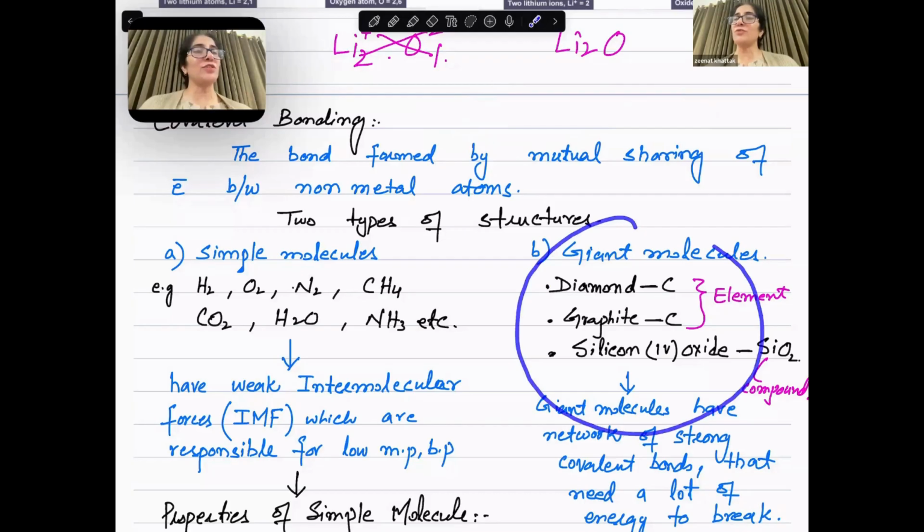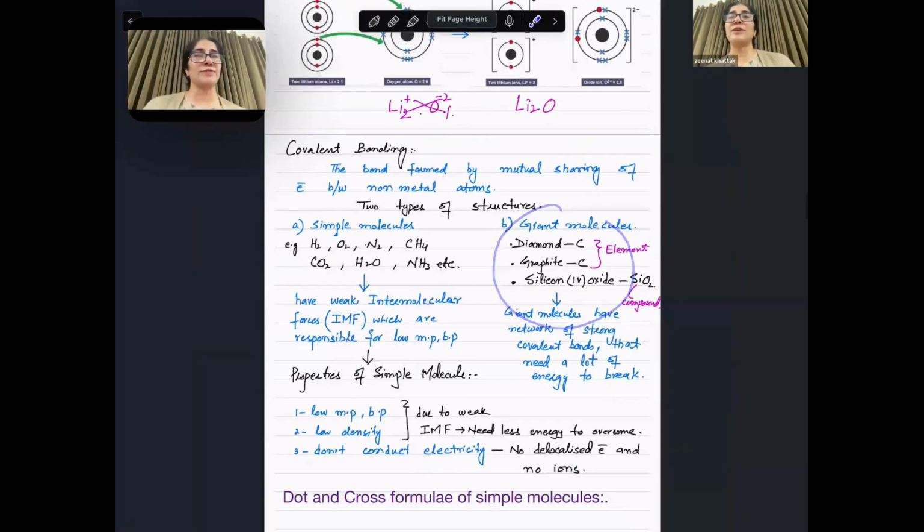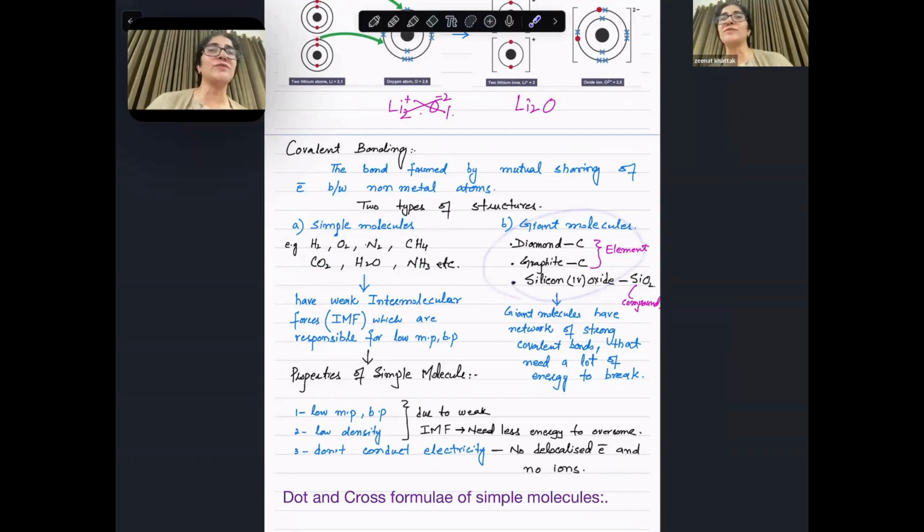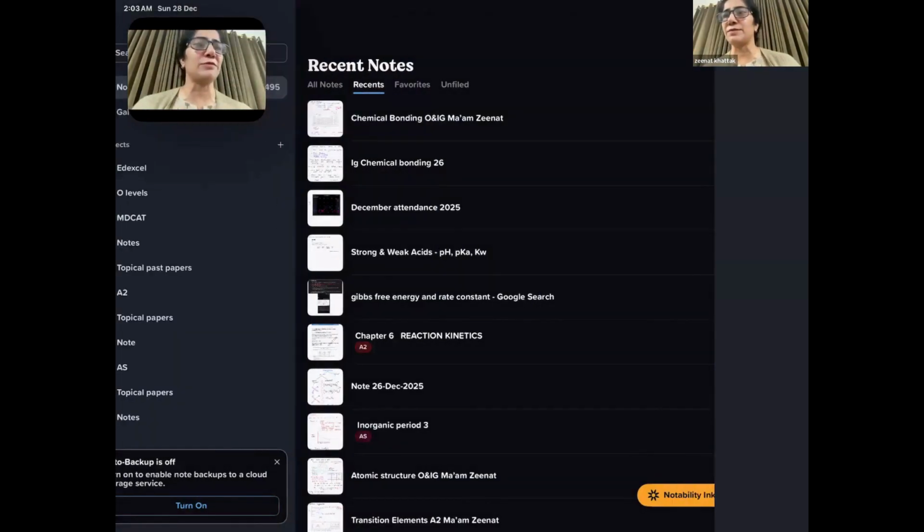In giant molecules, look, what is the difference? Simple molecules have weak intermolecular forces which are responsible for low melting and boiling points. They are weak. But giant molecules, which I'm going to describe in detail, have a network of strong covalent bonds that need a lot of energy to break. Covalent is a very strong bond, right? When you boil water, see what is happening. Wait a minute. Let me explain this to you.